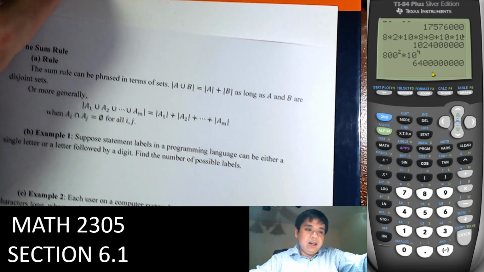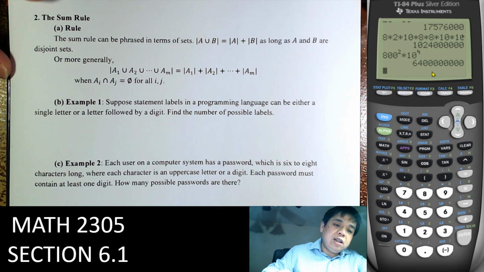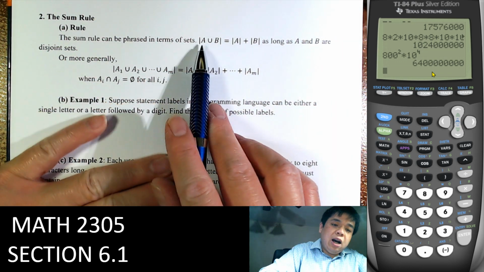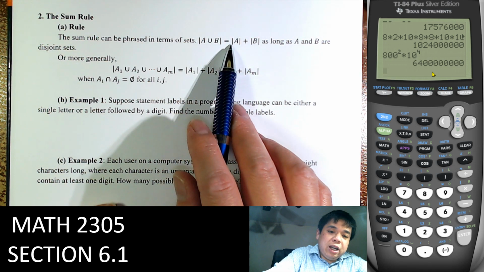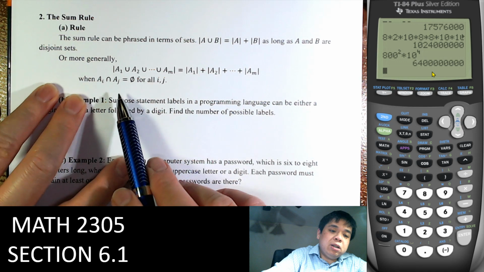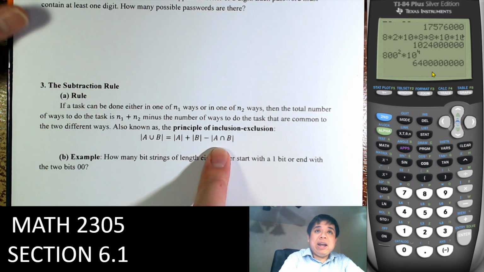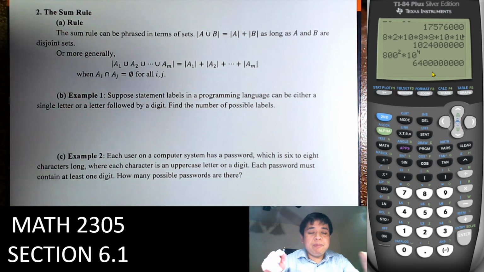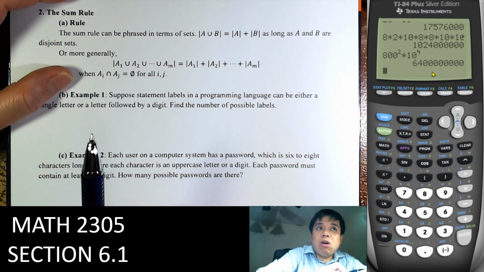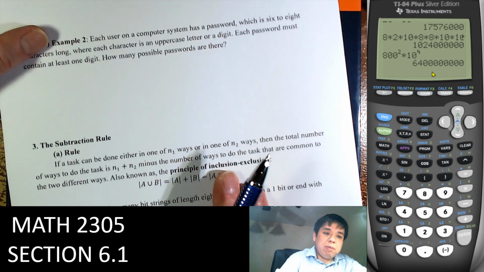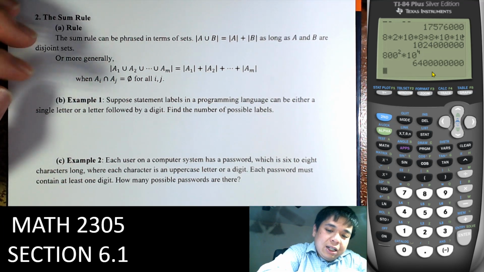Next, we have the sum rule or addition rule. The sum rule can be phrased in terms of sets. The union of A or B is equal to A plus B as long as A and B have nothing in common. Later on we'll see, actually not much later, that they may have something in common, and we should worry about that. In this case, they have nothing in common. Alright, look at this example.